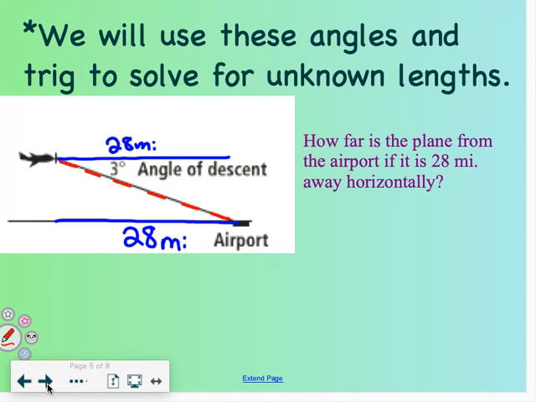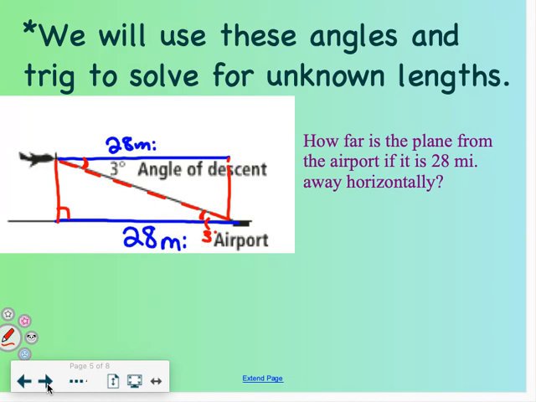So what we're going to do is create a triangle. You could focus on the triangle that it makes right here. I'm going to recreate the triangle down here. It makes a right angle there. What we know is that if this is 3 degrees, this angle of elevation from the airport to the airplane is also going to be 3 degrees. Those are the same value. You can think of those as parallel lines, and those are alternate interior angles.